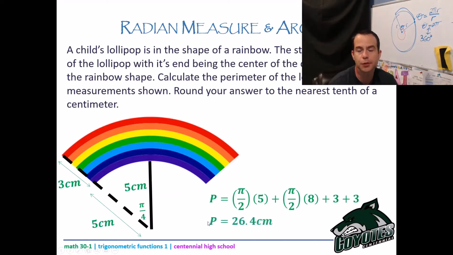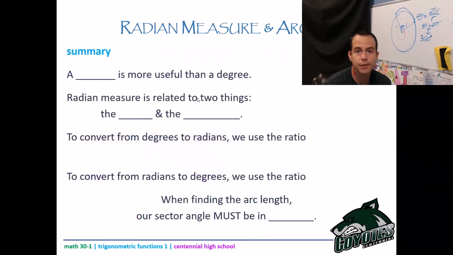And you should have gotten 26.4 centimeters. So the perimeter of the lollipop is 26.4 centimeters, okay? All right, so always make sure you are reading the question very, very carefully. All right, good. Next up, we're going to review a little bit about angles in standard position.